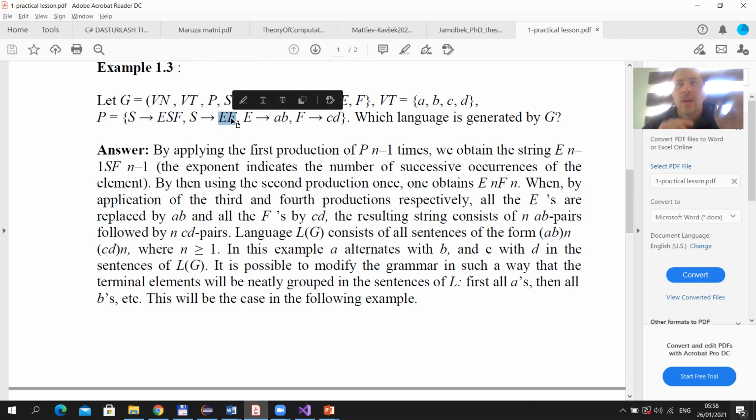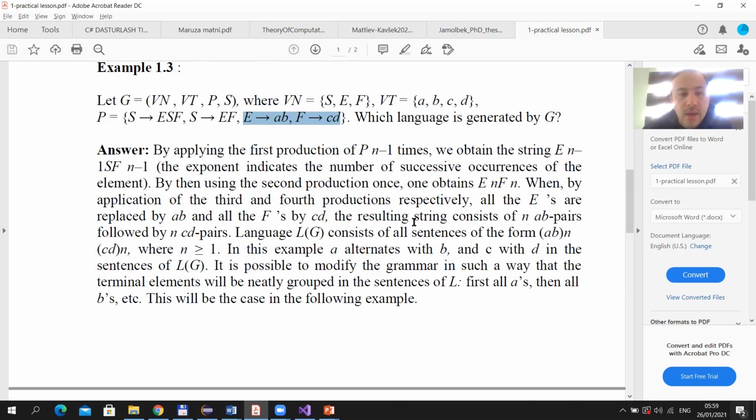And so far, we have n-1 E on the left-hand side, n-1 F on the right-hand side, and in the middle we have S. So in the middle, if you put EF, we will have n times E on the left-hand side and n times F on the right-hand side. And we don't have any more S. So using one of these two formulas, we can conclude and we can get the sentence.